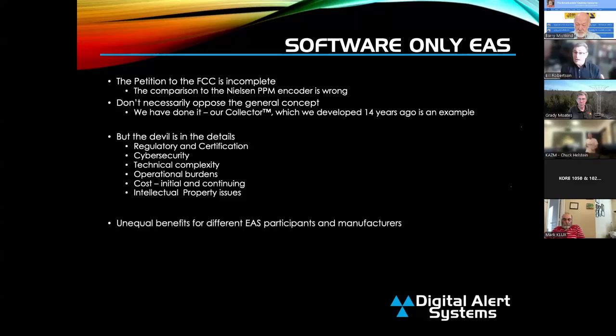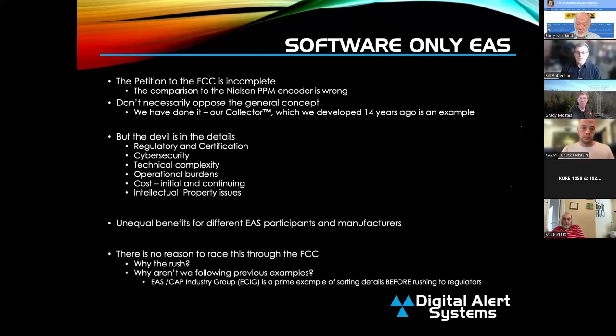I mean, cable doesn't need certain things. Radio doesn't need certain things. We've got elements where we generate MPEG-DASH, and guys in radio say, "Oh, we don't need that." Yeah, but the cable guys do. So there's unequal benefits for different participants, and we need to sort that out. All we're saying is, what's the rush? There is no reason to race this through the FCC.